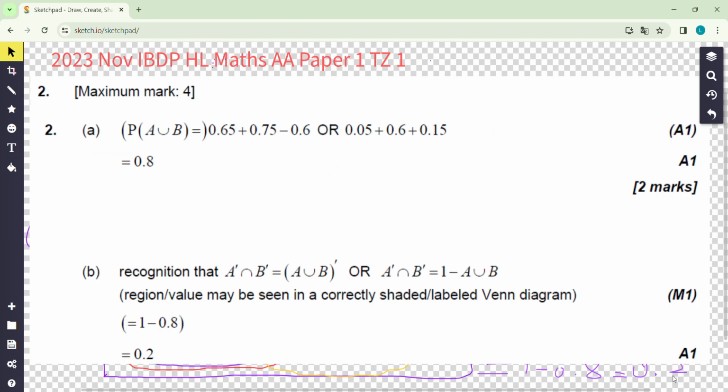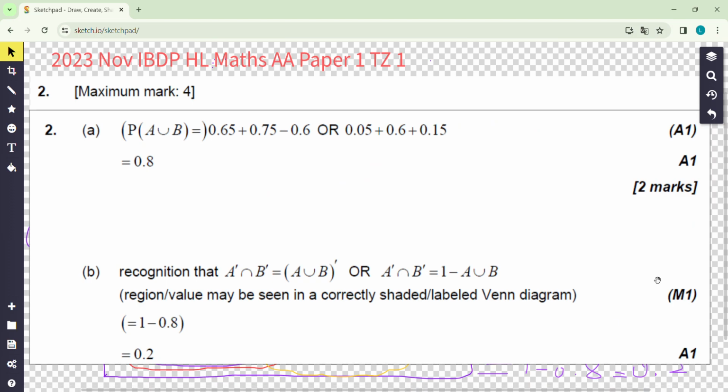Okay, show you the marking scheme at last. Check your answer. Have you got all the answer correct? Well done.